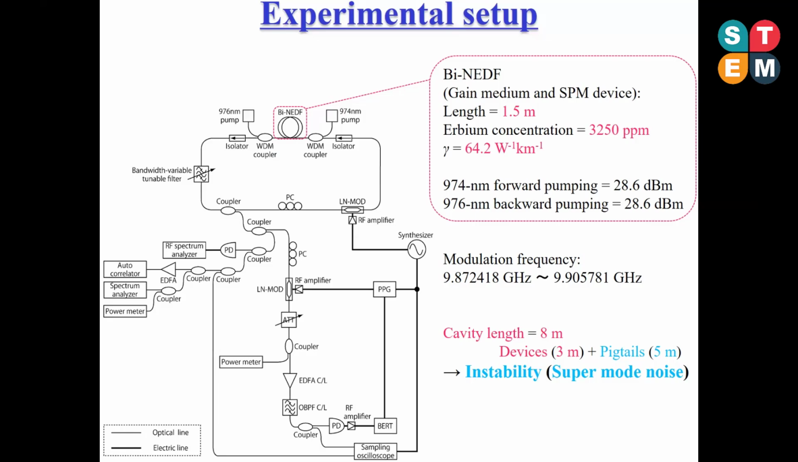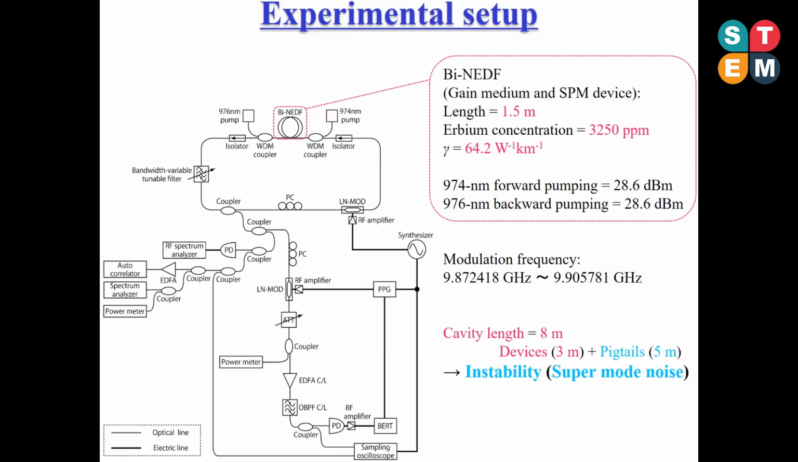A spectrally broadened flat frequency comb was also generated by using the self-phase modulation in the bismuth oxide-based nonlinear erbium-doped fiber. The nonlinear coefficient gamma was as high as 64.2 per watt per kilometer. The total length of the fiber ring cavity was 8 meters. The cavity length could be essentially shortened to 3 meters because the total length of the fiber pigtails was 5 meters.